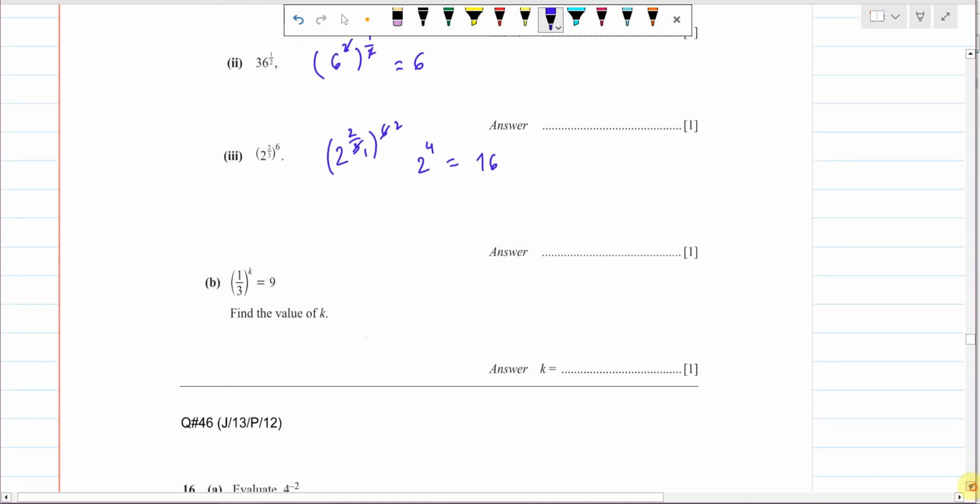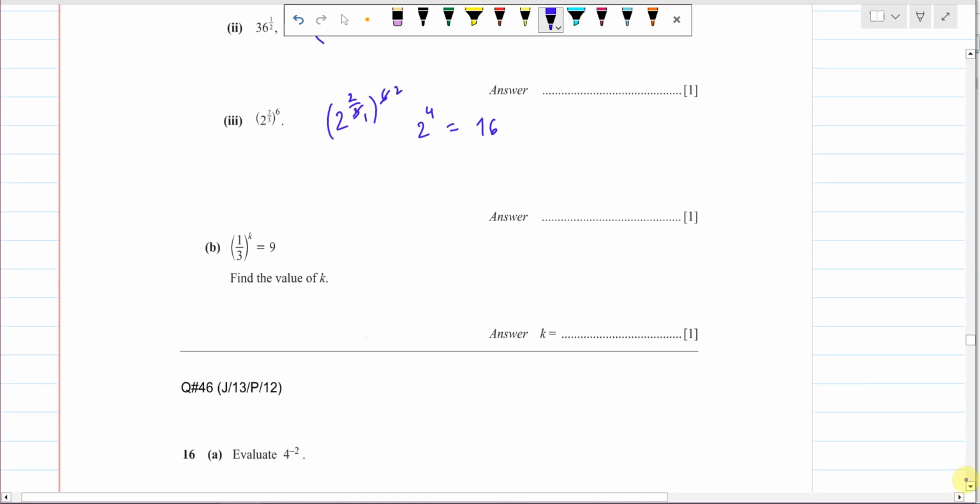Next, 1 upon 3 power k equals 9. So 1 to any power remains 1, divided by 3 power k equals 9. If I shift that 3 power k to the numerator, it will be 3 power minus k is equal to 9. 9 is what? 9 is 3 power 2. Since the bases are the same, we can equate the powers, so minus k is equal to 2 and k is equal to minus 2. That will be your answer.